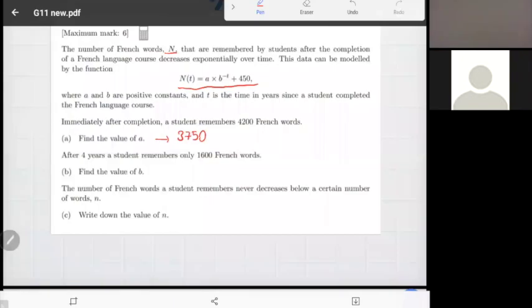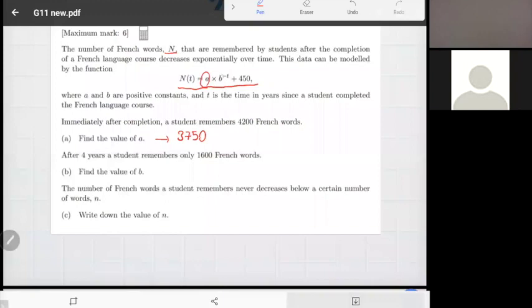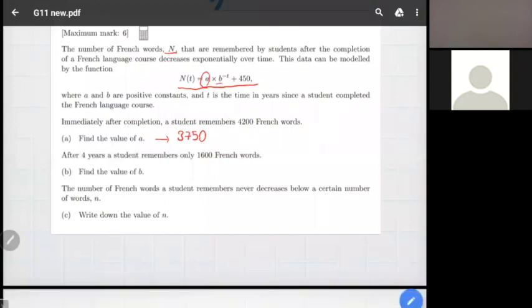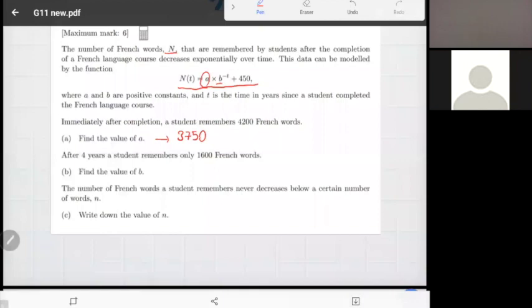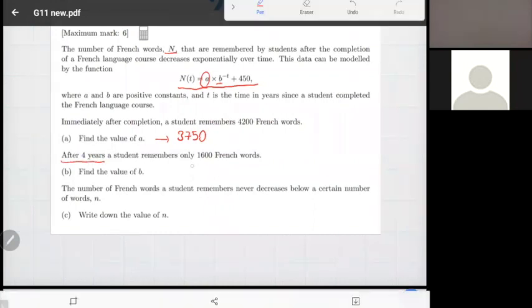So after part A, if you look at the equation, we calculated one of the unknowns, but we still have another unknown in that equation. It is b. Let's find b. How can I find b? If you look at here, after 4 years, a student can remember only 1,600 French words. Now we will put all these numbers into our equation.